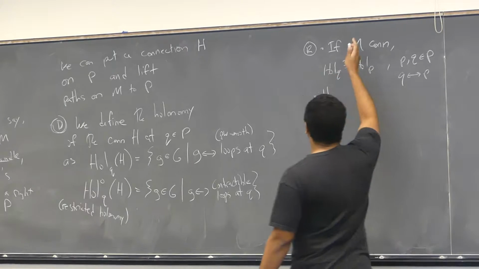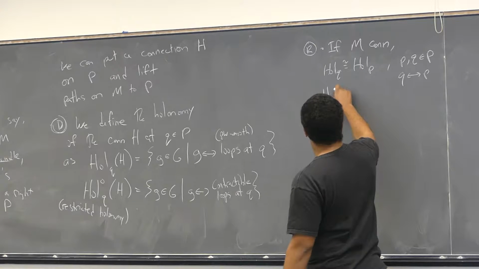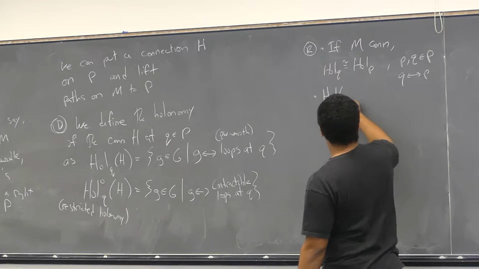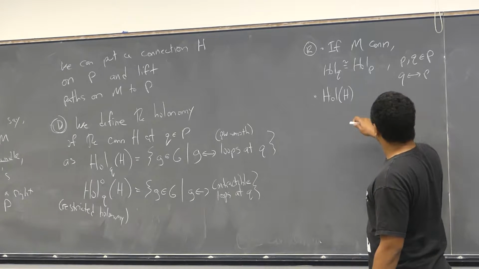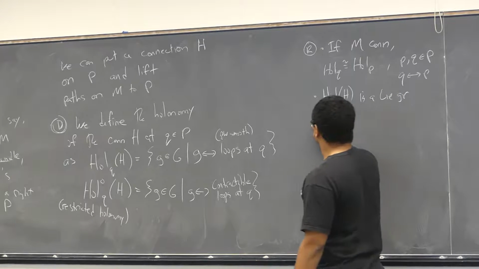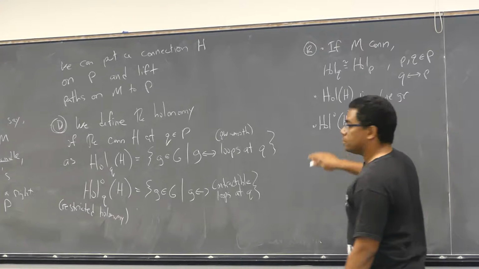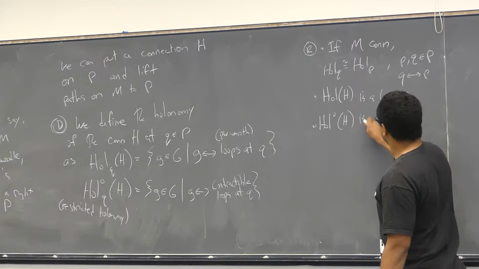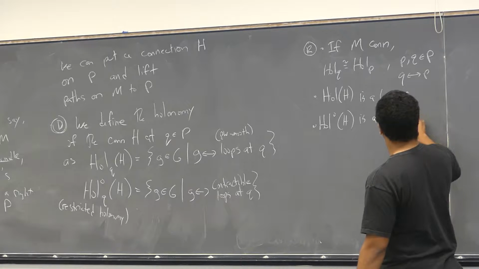So from now on, I'll assume connected, work on connected components, and then one can show that, maybe I should put H's here, to be specific, with respect to this connection, Hol is a Lie group. Hol^0 of H, this is a normal Lie subgroup.